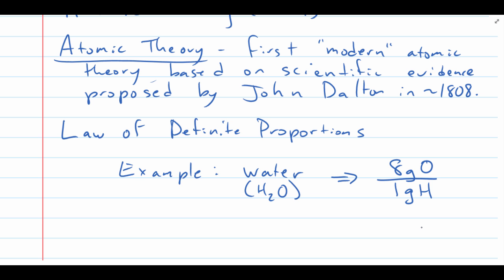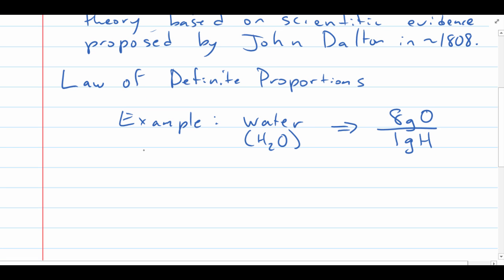There was always 8 grams of oxygen for every 1 gram of hydrogen. Now, the one thing where Dalton was wrong, though, is that he wrote a formula for water that looked like this, either HO or OH. What he assumed was that an atom of oxygen was 8 times heavier than an atom of hydrogen. Today we know that's not the case.